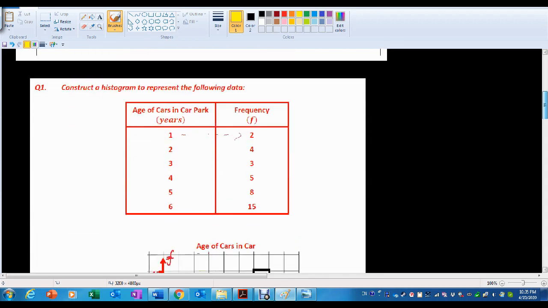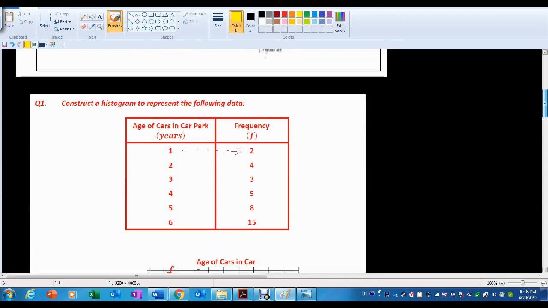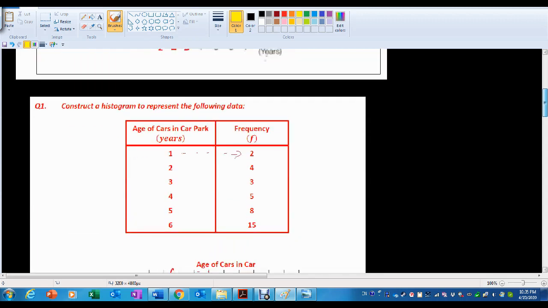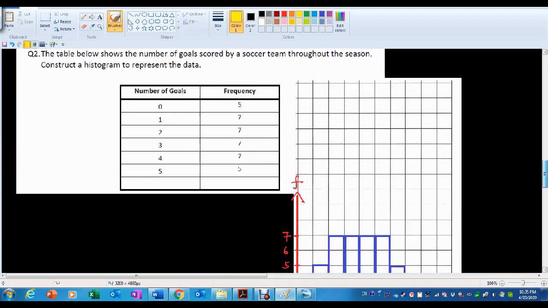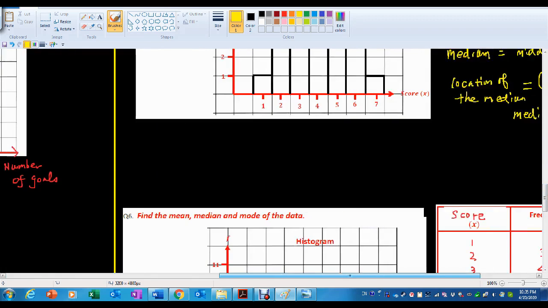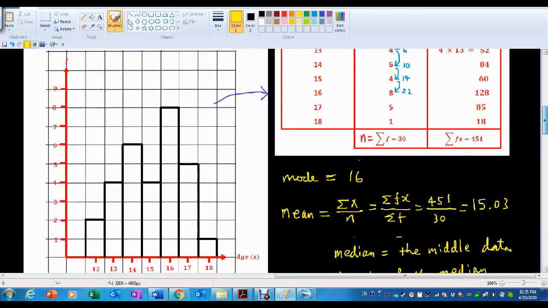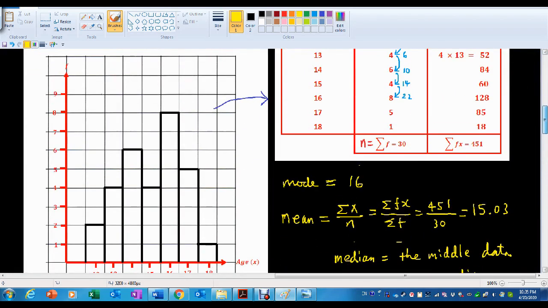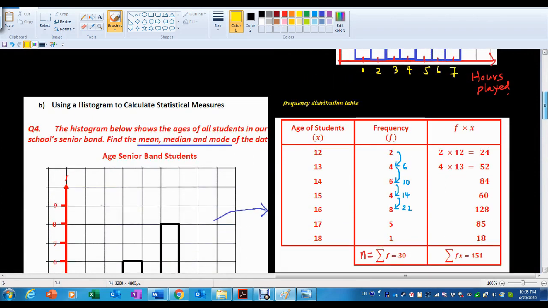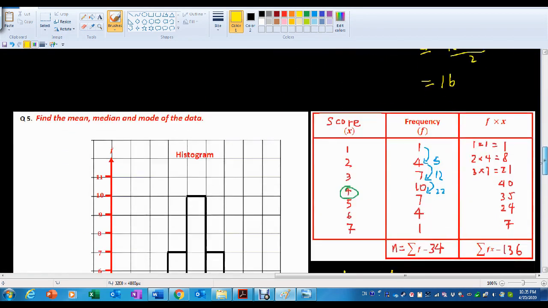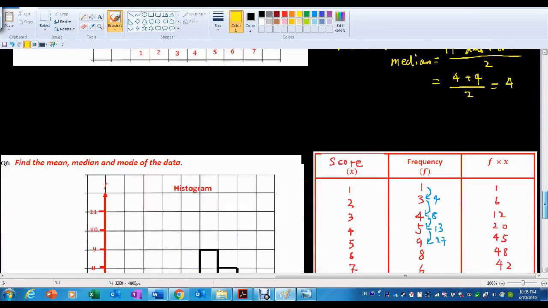All right, and to construct a histogram, you always need to put data into a distribution table first. Okay, like this one, then you know how to sketch it. And there's some exercise about this. And if they give you the histogram and they ask you to find mean, median, mode, you can always convert them into a frequency distribution table, and from that table you can find the mean, median, and mode.